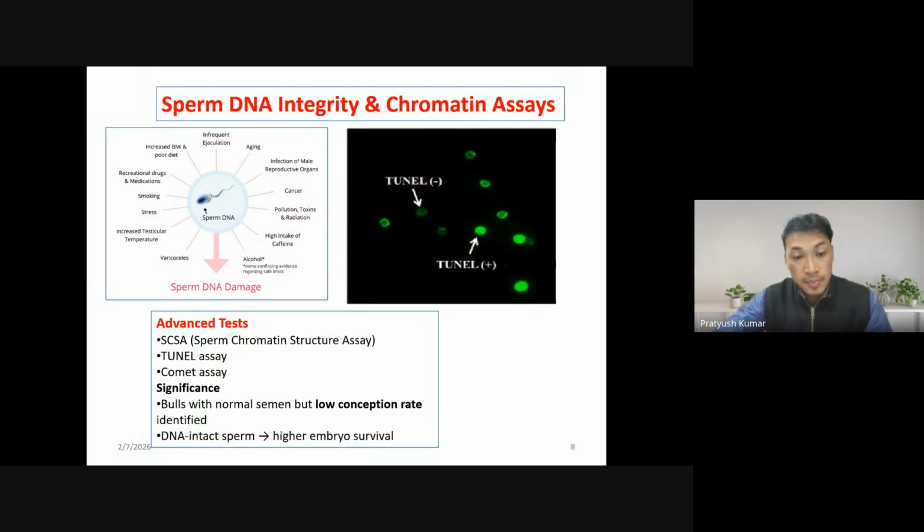You see the significance of DNA integrity. Bulls with normal semen but low conception rate can be identified. With normal semen, we can see all our parameters with the naked eye, we get all the parameters, but it still gives a low conception rate. So for that, with DNA integrity, maybe we can assume that DNA might be the cause of the low conception rate. So this test helps in this case.